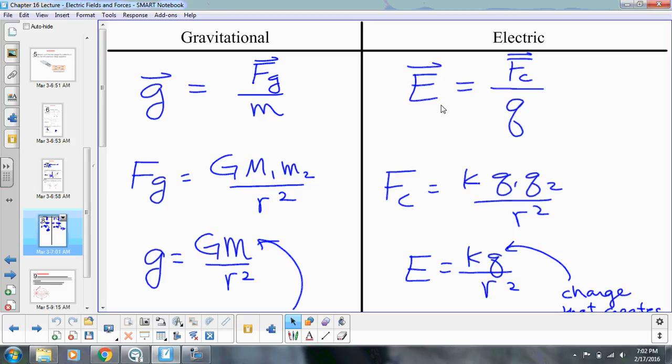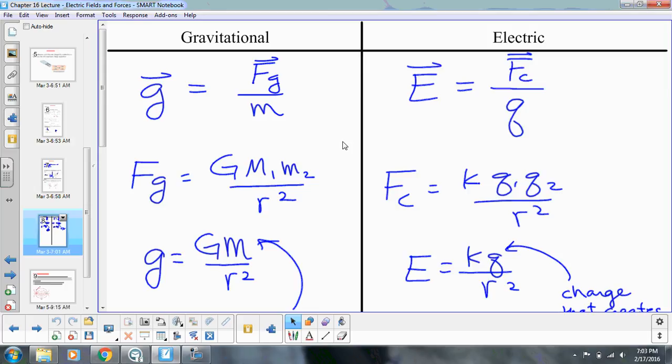Electric field is going to be the force per charge, and Q is the symbol for charge. So if I have an object in an electric field which has a strength of 2 newtons per coulomb, that means that there's going to be a force on that object of 2 newtons for every coulomb of charge that's in that electric field. That's for constant fields.